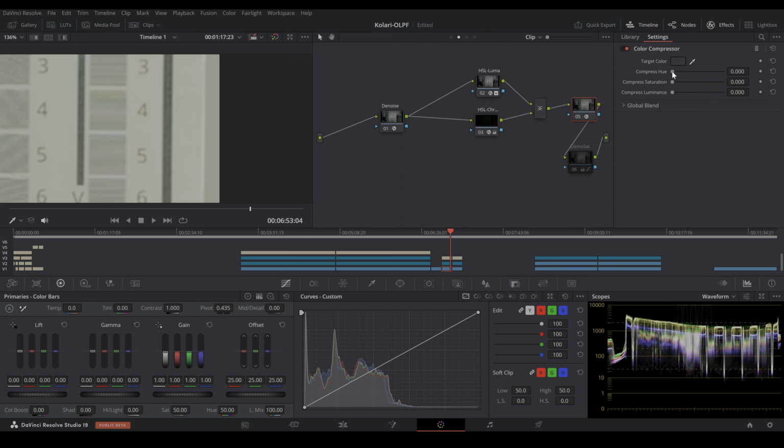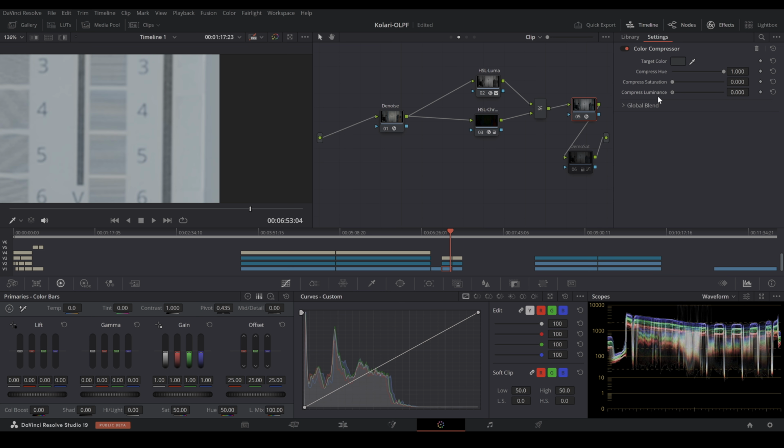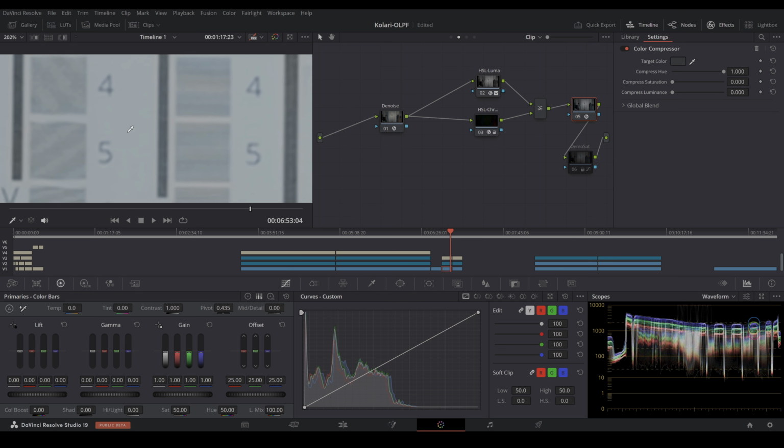So for example, the hue, this would help if we have different colors like blue, green, flickering. For example, I can say, okay, please have the same color and don't flicker. Then if there are changes in saturation, it can help. Also luminance could help a little bit. Luminance is actually where it helps with luma moire.